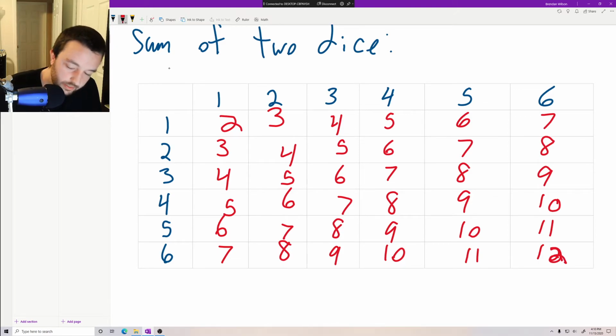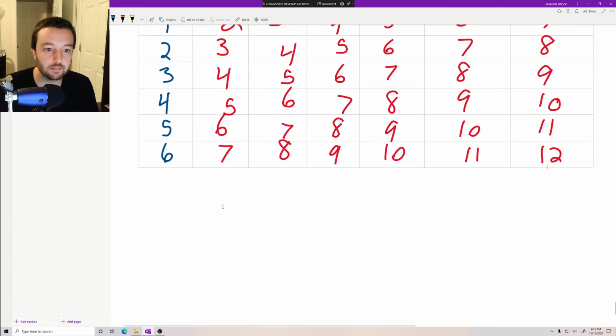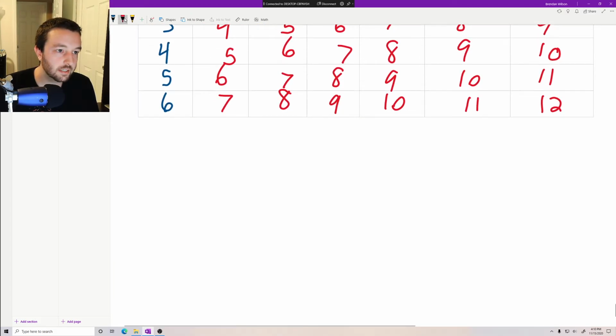So we can see here there are 36 possible things that can happen. But there's not 36 different numbers, though, because some of them can happen multiple times. In fact, most of them. Like for 5, for example, there's 1, 2, 3, 4 different ways it can happen. So let's put this together in a table now.